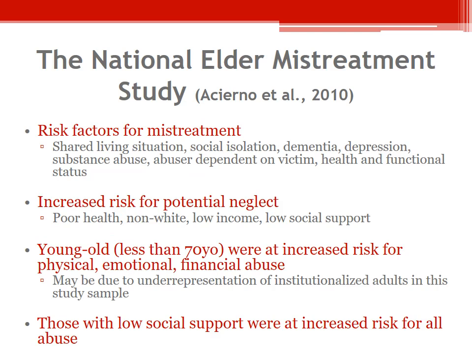Among those in this study who had suffered mistreatment, there were some risk factors that were consistently associated with risk for mistreatment. These include being in a shared living situation or being socially isolated. Both of those are actually risk factors for mistreatment. Having dementia, depression, substance abuse, having an abuser that's dependent upon the victim, for example, financial support. Health and functional status were also inversely correlated with mistreatment, meaning that the lower your health and functional status, the more likely you were to have mistreatment.